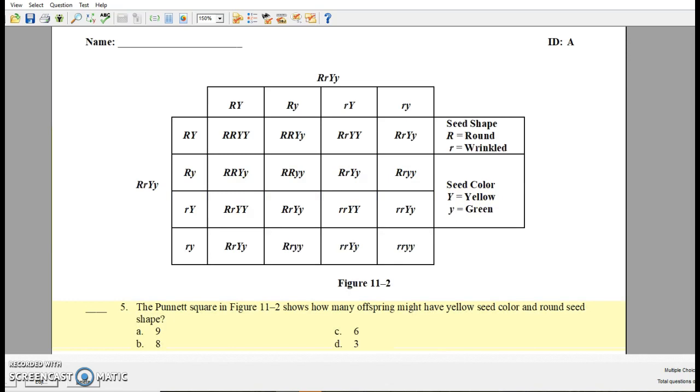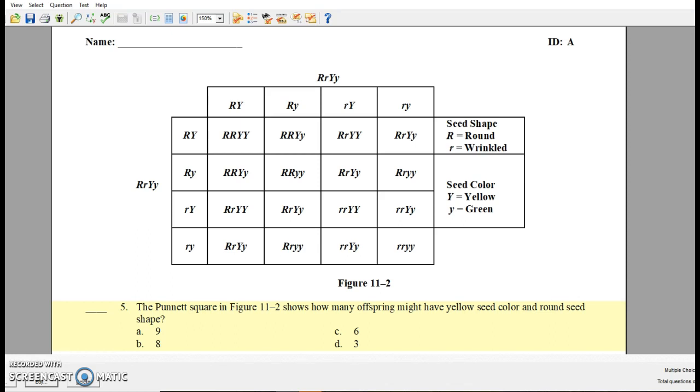So in this Punnett square, if you cross two heterozygous pea plants for both round seed shape and yellow seed color, then you would get a Punnett square with a typical 9 to 3 to 3 to 1 phenotypic ratio. You can see in the top left corner, you get all homozygous dominant. In the bottom right corner, you get all homozygous recessive.